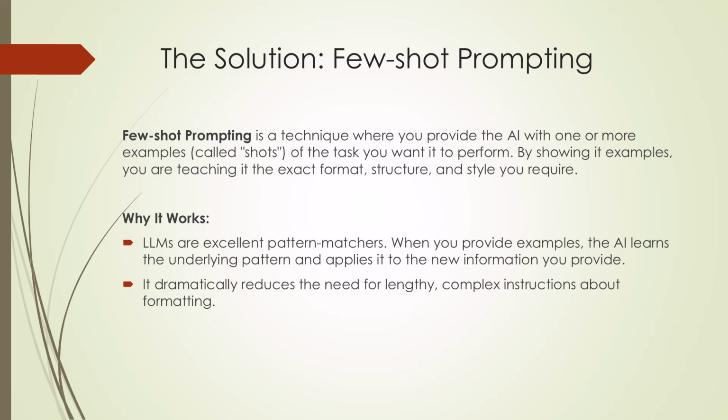The core idea is simple: show, don't just tell. Few-shot prompting is a technique where you provide the AI with one or more examples, which we call shots, of the task you want it to perform. By showing it these examples, you are effectively teaching it the exact format, structure, and style that you require for the output. This works so well because large language models are excellent pattern matchers. When you provide clear examples, the AI learns the underlying pattern and then applies that same pattern to the new information you give it. This dramatically reduces the need for you to write out lengthy, complex instructions about formatting.